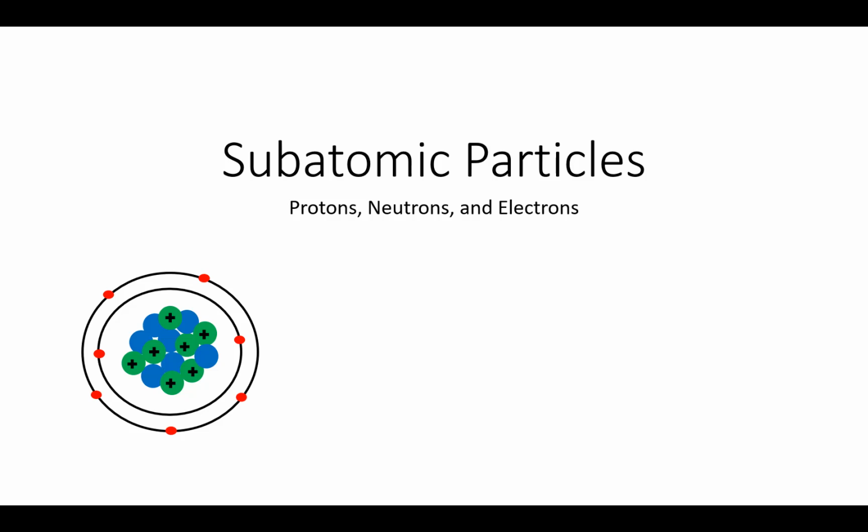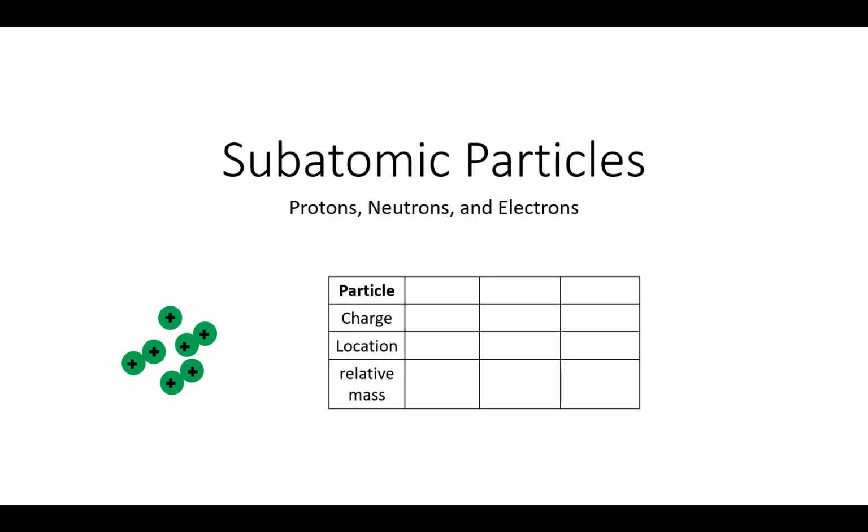Let's try to start focusing here on one subatomic particle at a time. And I've color-coded them for you, so this should be pretty easy. We're going to start off with the green. You can see that these are the protons, and we're going to fill out this chart as we go, and this is just the basic information about these three subatomic particles.